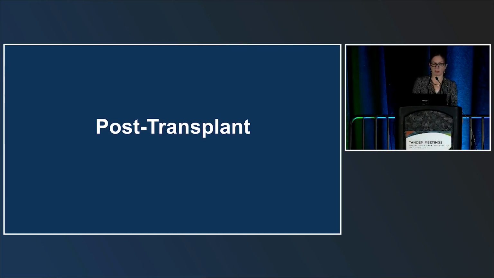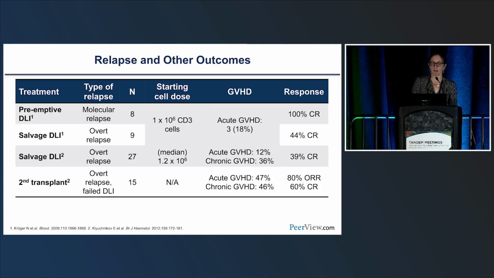So post-transplant, first of all, what happens with relapse post-transplant? I think the main point of this study is to note that patients who had a molecular relapse and received a donor lymphocyte infusion had a very good response. 100% of them responded. Whereas when you look at salvage DLI and a second transplant, that response rate drops. However, it's notable that there is a response rate, so even patients with overt relapse who fail a DLI can benefit from either DLI or a second transplant.